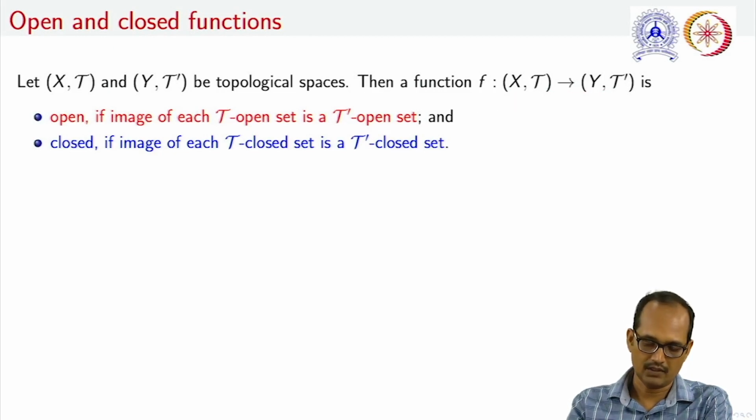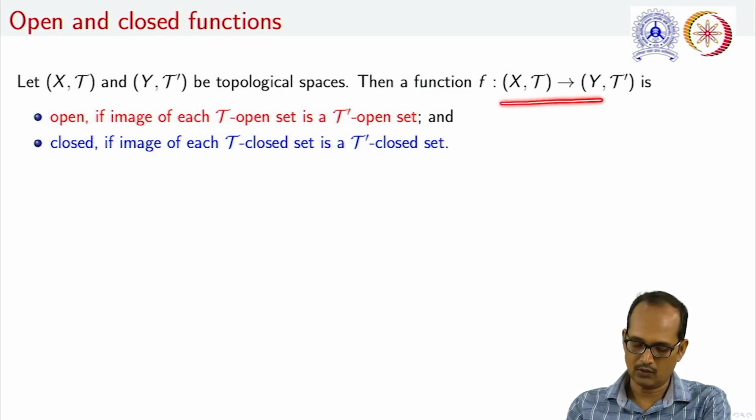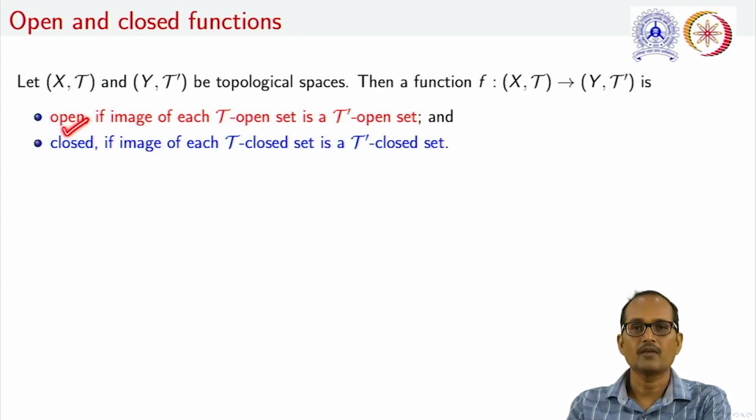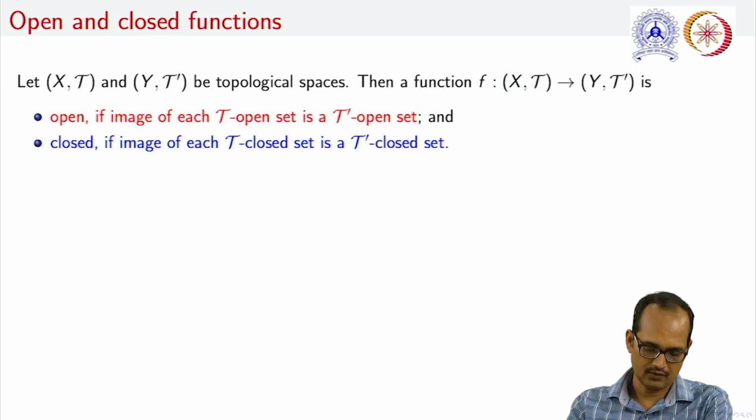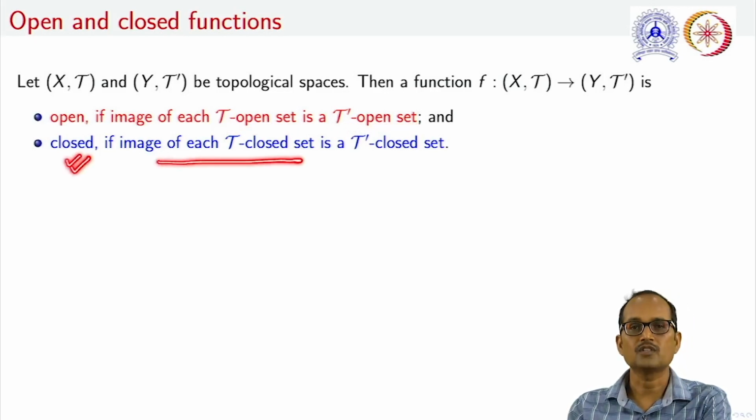and a function f from (X, tau) to (Y, tau dash). We say that this function is open if the image of each tau open set is a tau dash open set, and this function is closed if the image of each tau closed set is a tau dash closed set.